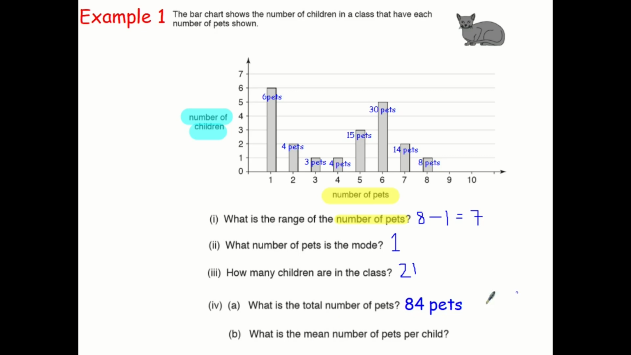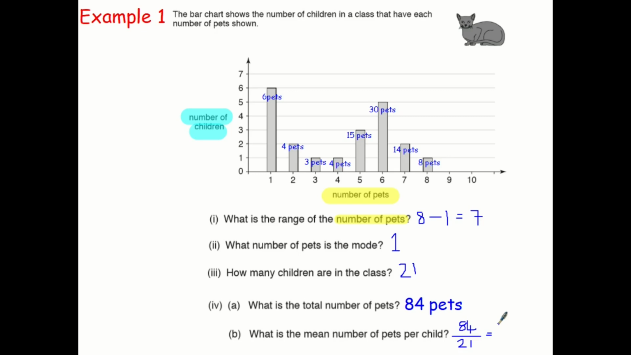And then to calculate the mean for this final part, what is the mean number of pets per child? Well, hey diddle diddle, the median's the middle, you add then divide for the mean. Mode is 1, you see the most, and range is the difference between. So you add then divide. Well, we've done that. Mean number of pets per child, so mean number of pets, 84 per child, and I've got 21 children.